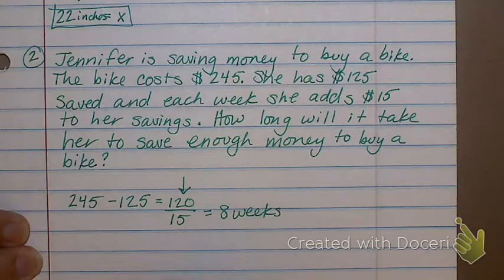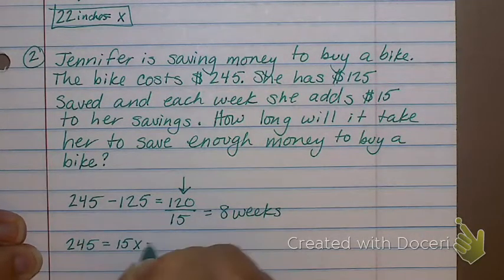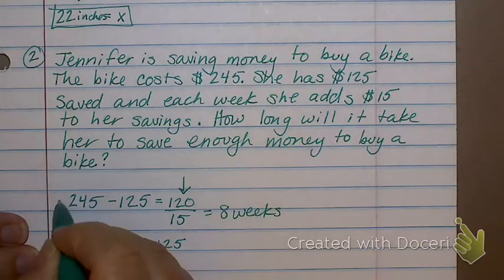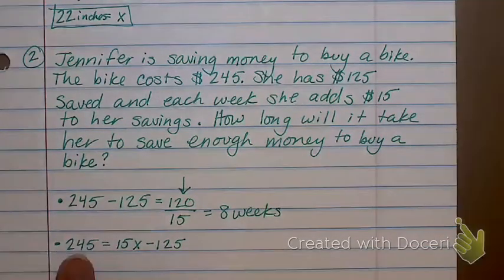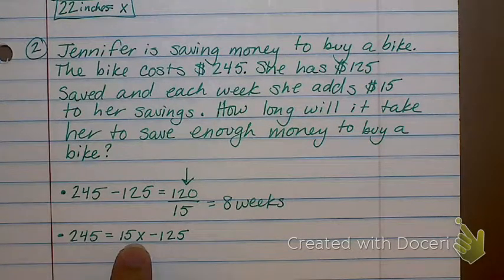Those of you that came up with an equation, what was your equation? Go ahead. 245 equals 15x minus 125. Okay, so here's another way. That was one way. Here's another way. So tell me how you came up with this. 245, obviously, that's how much the bike costs. And then how did we come up with 15x? Because she adds $15 every week, so x is the number of weeks. So if x is 1, 15 times 1 is 15. If x is 2, 15 times 2 is 30. It's how much she's adding. And then why did you subtract 125? Because we're figuring out how long it will take her to save enough, not how much she has.